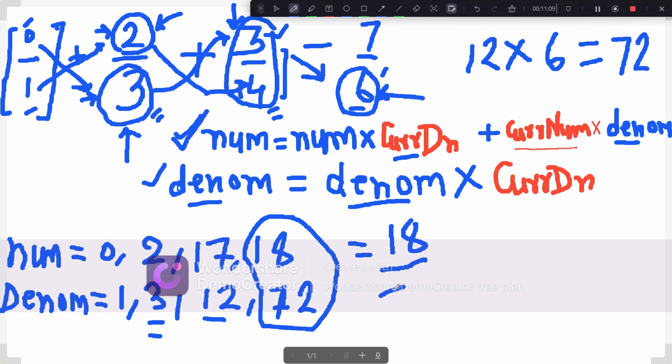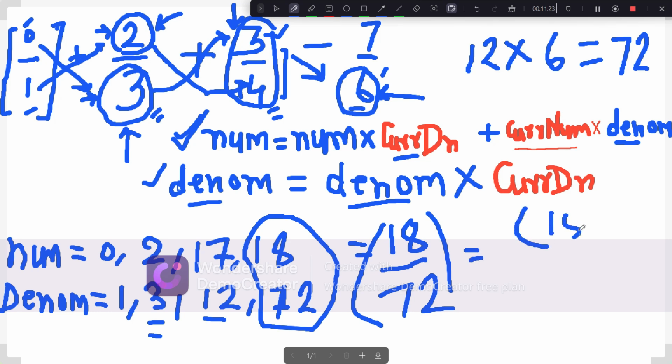But the thing is, these values are reducible. We can further cut them, right? For that reason, what we should do is get the GCD of these two numbers, the GCD of 18 and 72, which is 18 only. So now we have to divide by the GCD. GCD is 18, right? So we have to divide both these values. First of all, we will divide 18 by 18, so this will give us 1. Then we will divide 72 by 18.